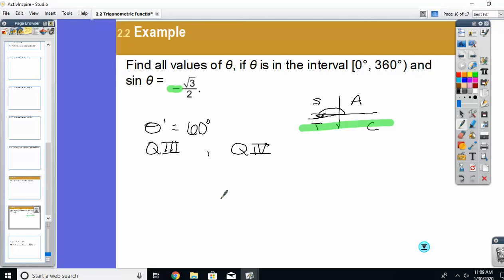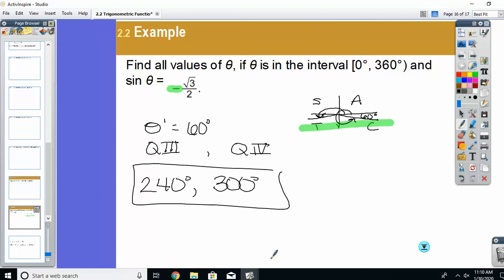You'd have to be 180 plus 60. So that's 240 degrees. In quadrant 4, if this is 60, what would this be? 300. Do 360 minus 60. So those are my two answers. We just had to work backwards to find out when is it possible for sine to be a negative radical 3 over 2. And give both answers for that.